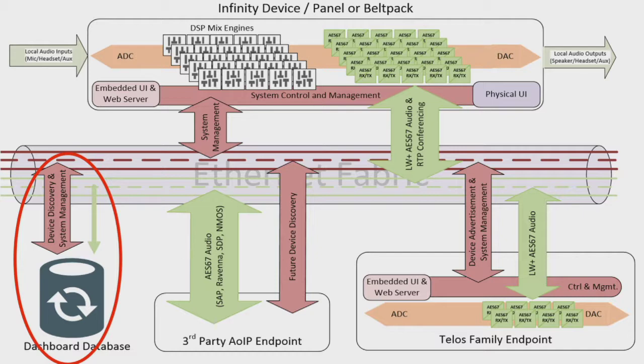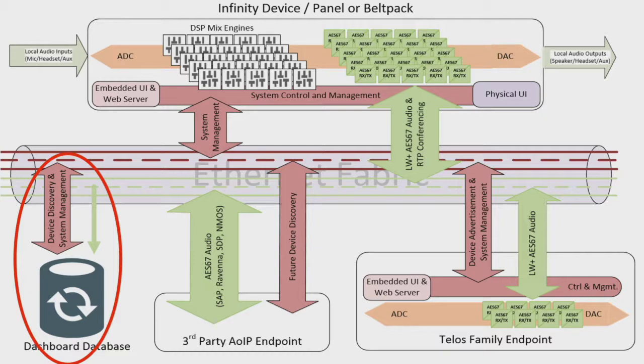And then we have a product called Dashboard. And Dashboard is the device discovery and system management portion of the product that looks inside the network and says, there's a panel there, panel there, panel there. Here's a whole load of streams coming in. Here's a load of streams going out. Here's some telephony. Here's some AES-67 from another manufacturer coming in. Here's some AES-67 going out to another device from a third party.